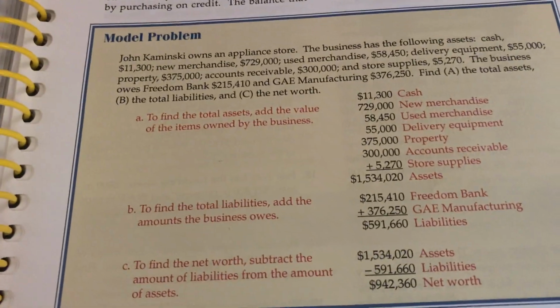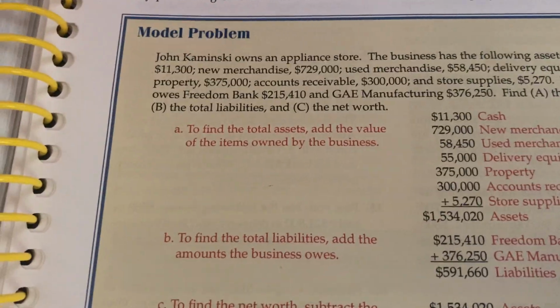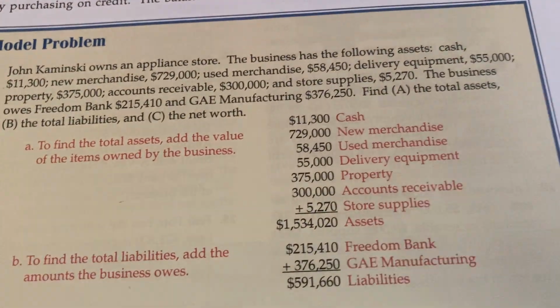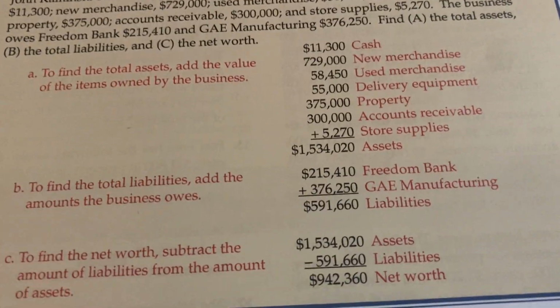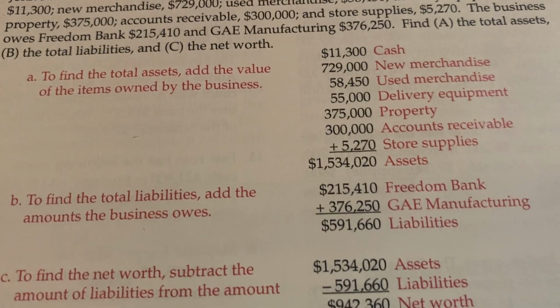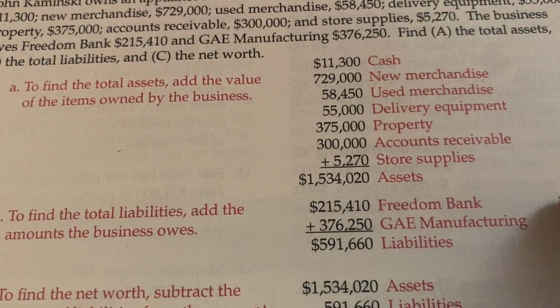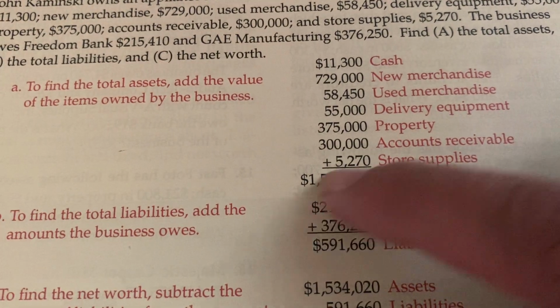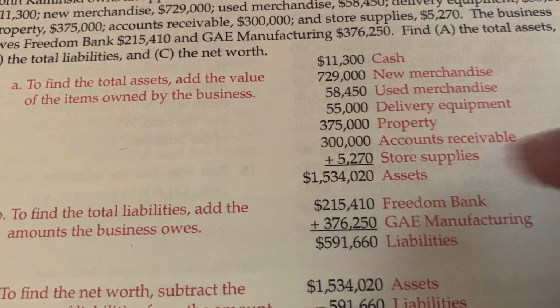Pretty easy problem though it looks. So here we go. Here's a list. He added all the assets up here, and then he went down to find the total liabilities, what he owed the Freedom Bank and the manufacturing company there, and added these two together, and these were his liabilities and these were assets.